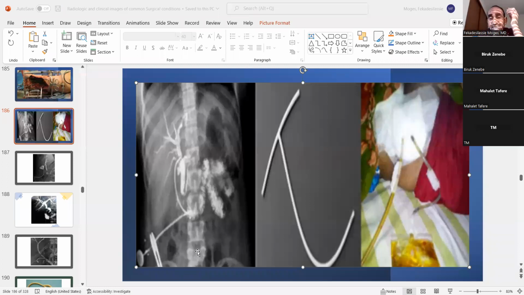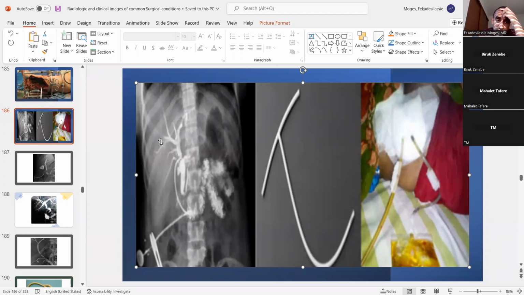Cholangiography, we call it T-tube cholangiography. We call it T-tube cholangiography because you are injecting the contrast through the T-tube. You inject the contrast and then you lock it, or you clamp it, and then you take an X-ray and you see the contrast agent opacifying the biliary tree. So that's why we call it T-tube cholangiography.